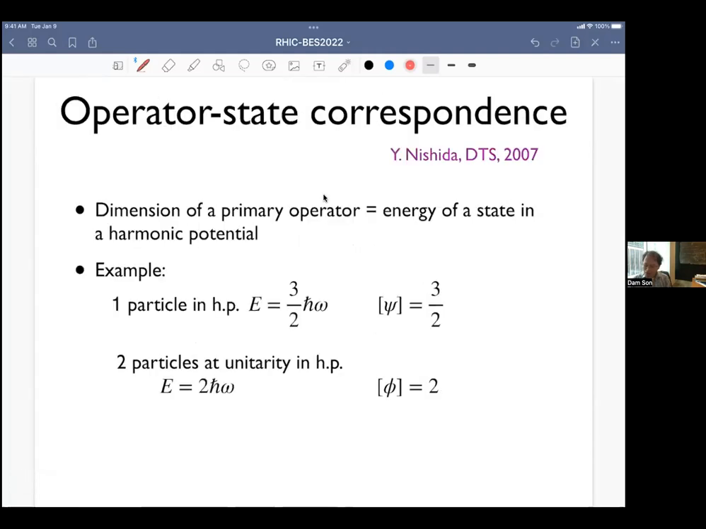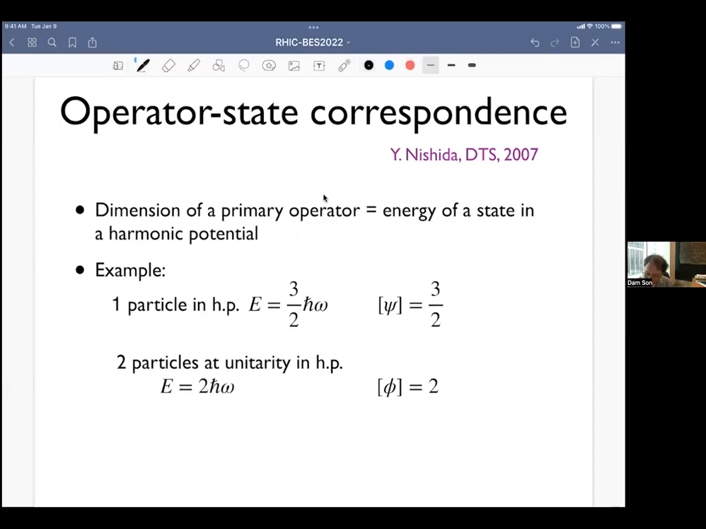Okay, now there is a statement that one can make and prove using basically algebraic manipulation with the conformal algebra. We can show that the dimension of a certain class of operators, so-called primary operators, can be put in correspondence with the energy of a state in a harmonic potential. So let me illustrate this in the case of unitary fermions.